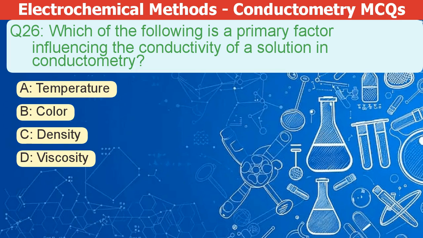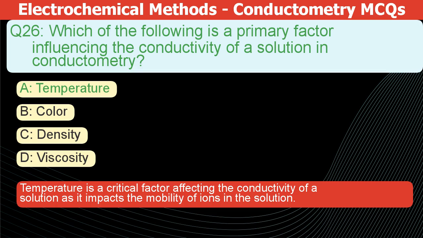Which of the following is a primary factor influencing the conductivity of a solution in conductometry? A. Temperature. B. Color. C. Density. D. Viscosity. The correct answer is A. Temperature is a critical factor affecting the conductivity of a solution as it impacts the mobility of ions in the solution.